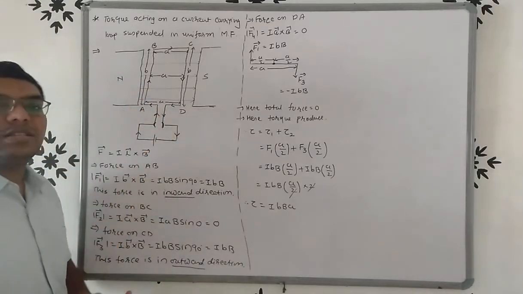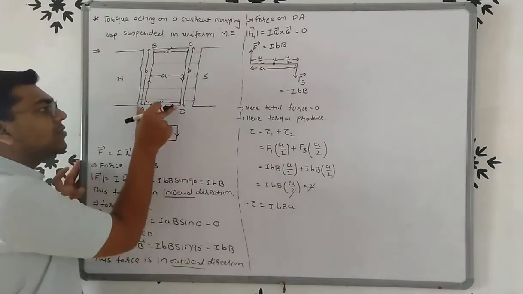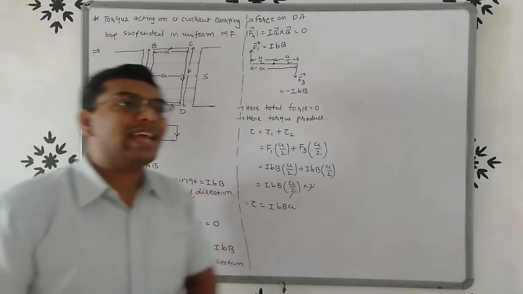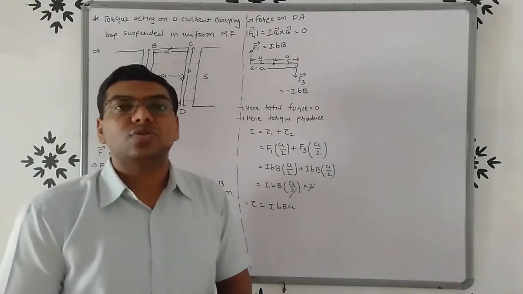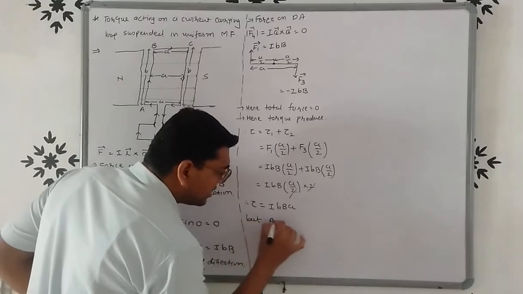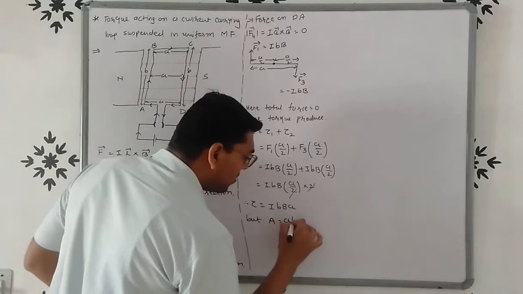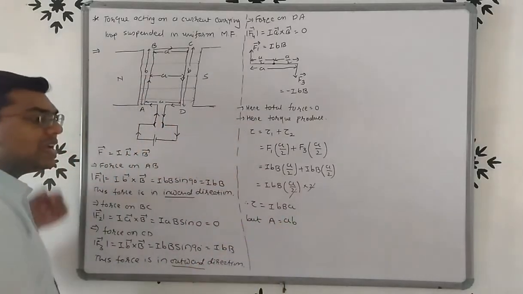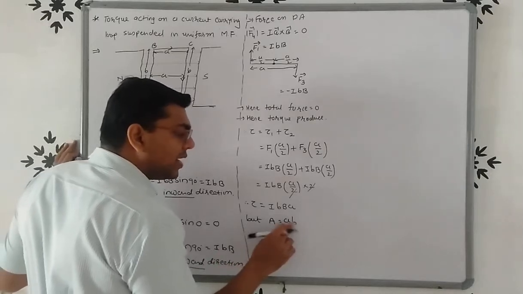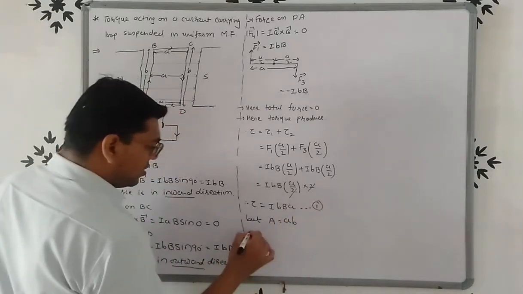Here this is a rectangular loop, and here the length will be a and the breadth will be b. So we know that length into breadth is equal to area. The area, capital A, is equal to length into breadth, so a into b. So this is equation 1.